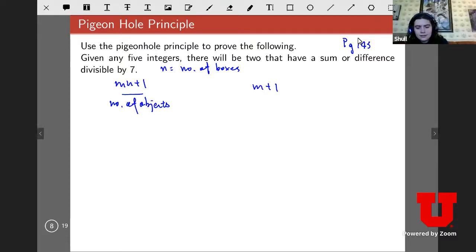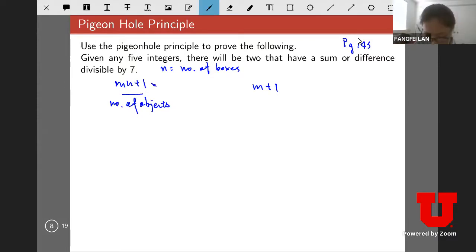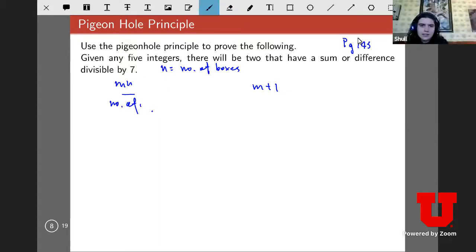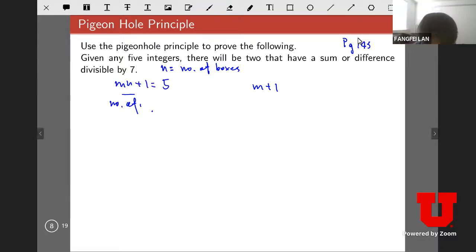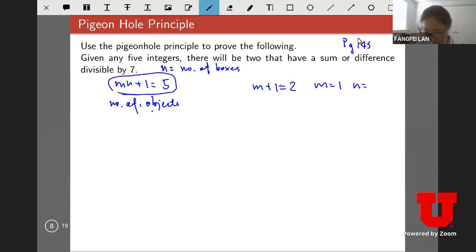So in this case, we have mn plus 1, the number of objects. We have 5 integers, and those are our objects, so this is equal to 5. And the at least 2 is the m plus 1. We have to have at least 2 in each box, so we can solve for m and n. Here it's easy: m is equal to 1. Then we plug in m here, and we get 1 times n plus 1 is 5, so n is equal to 4.